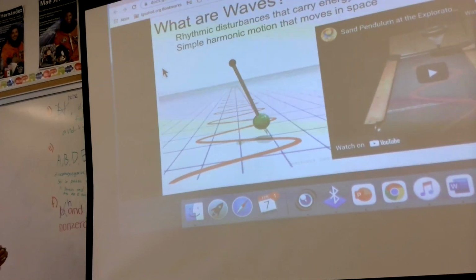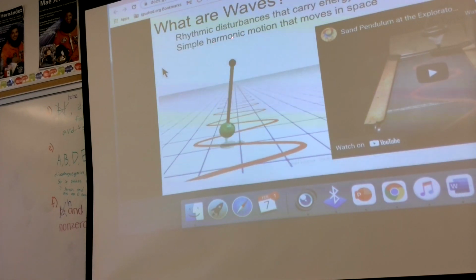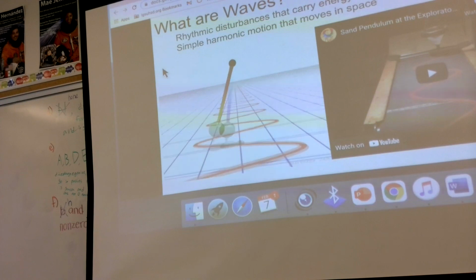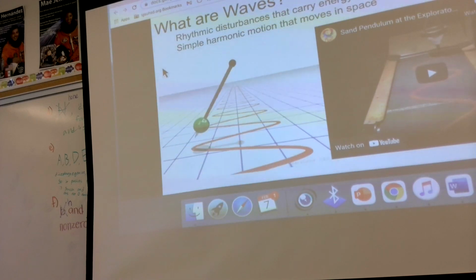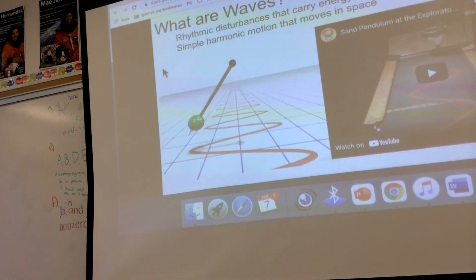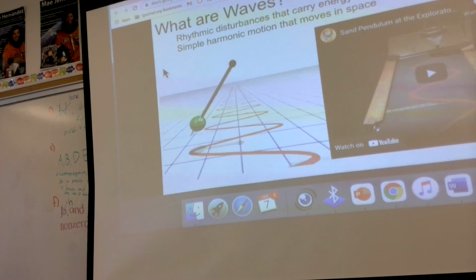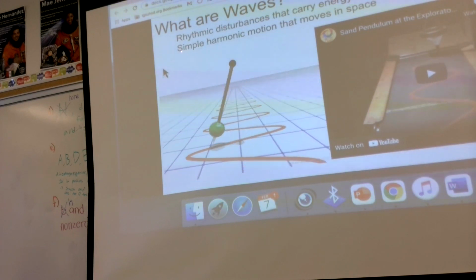Here, I want you to start writing down these notes. What exactly is a wave? It is a rhythmic disturbance that carries energy. We just talked about the energy unit. So a wave will transfer energy from one place to another. It doesn't carry any substance or matter along with it. It just creates a vibration in something we call the medium. So it is a rhythmic disturbance that carries energy.